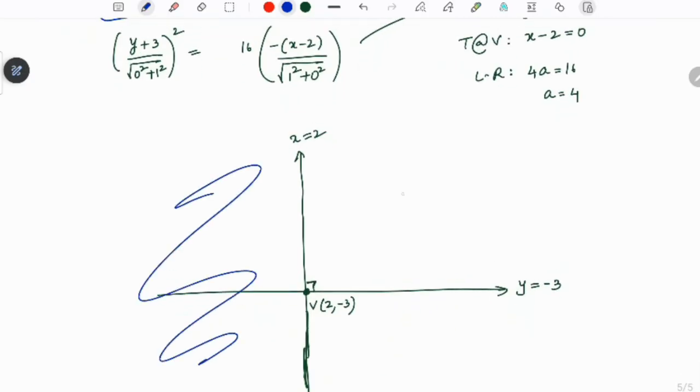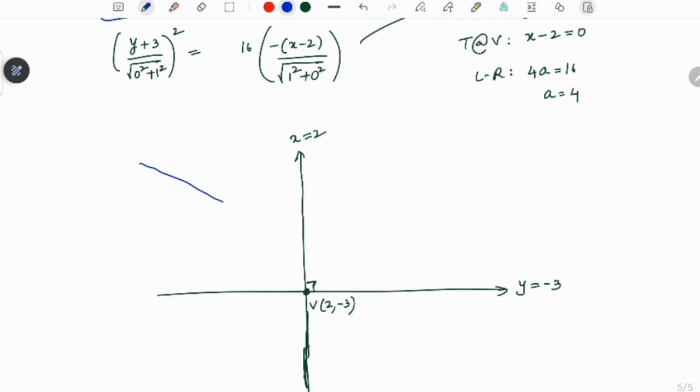So x less than or equal to 2 means which side? This side parabola is there or this side parabola is there? Less than 2, right? So you have to keep moving left. So the parabola is there on this side. This is the story. This is how the parabola is. Like this, you have to decide. Okay. Now, focus will be here.